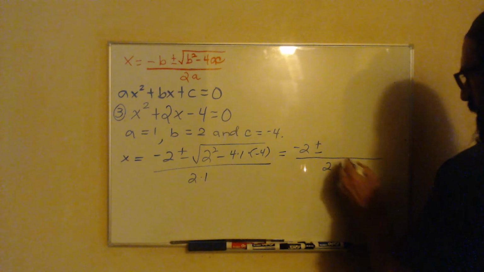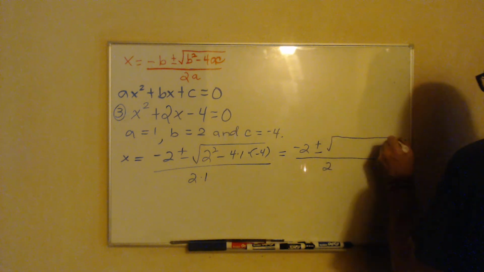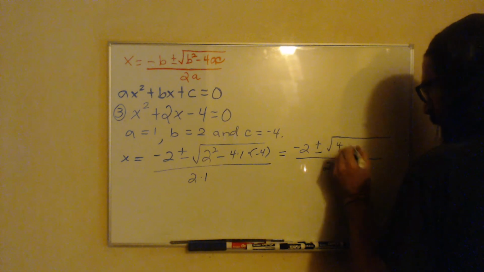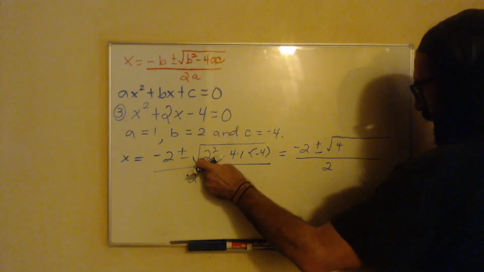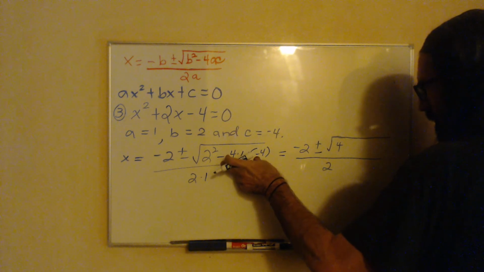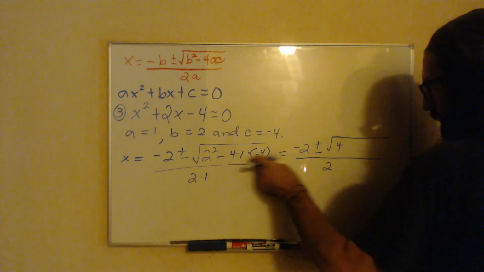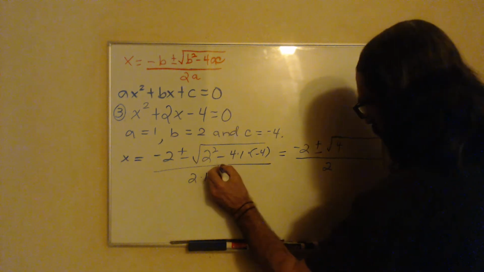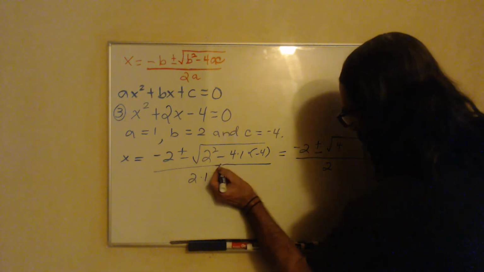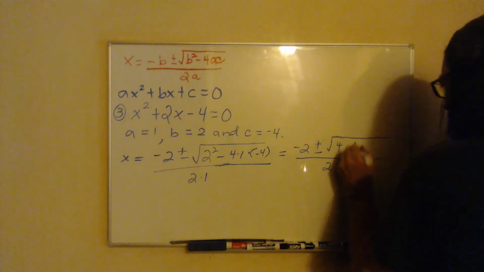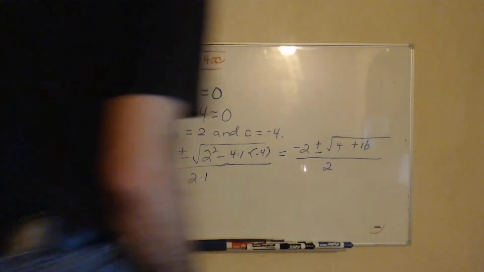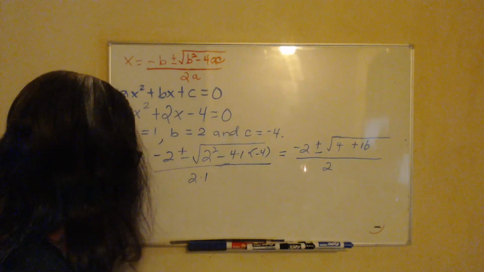Again, most of our concentration first is on what's under the square root. It's going to be 4 from the 2 squared. And then again, counting how many minuses or negatives, just thinking of them as all negatives, there are 2 of them. So negative 4 times 1 times negative 4, that's positive 16. 4 plus 16 is 20.